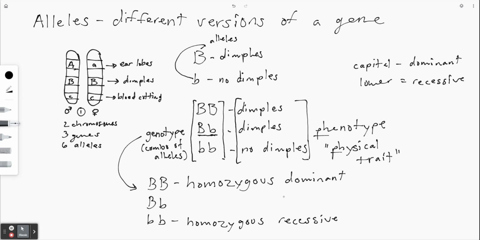Oh, sorry, I didn't explain this. Homo means same, so we have two of the same letters, and they are dominant because they're a capital, right? So homozygous recessive, we have two lowercase letters. This one, big B, little b, is going to be called heterozygous.